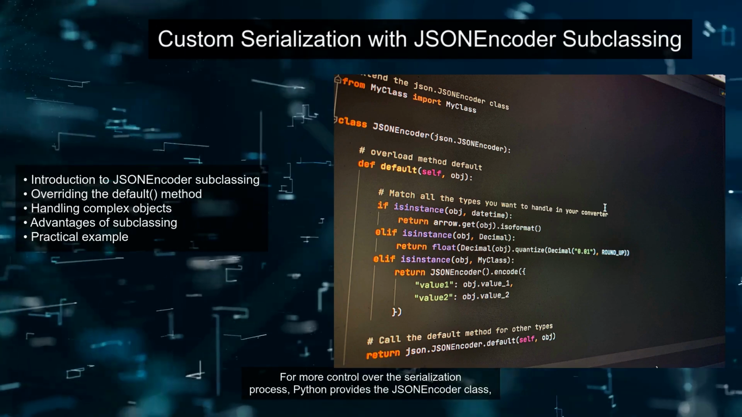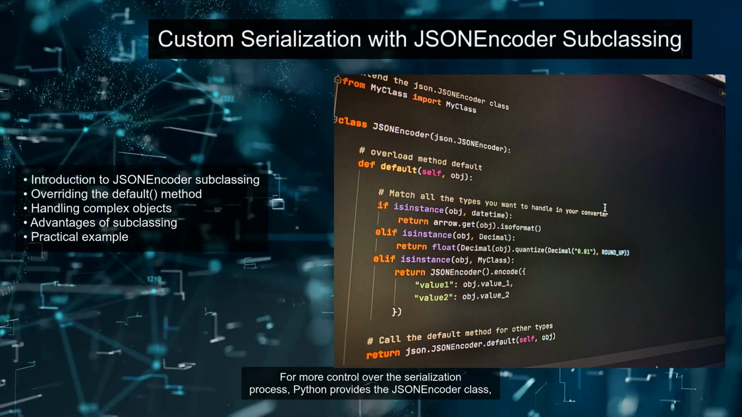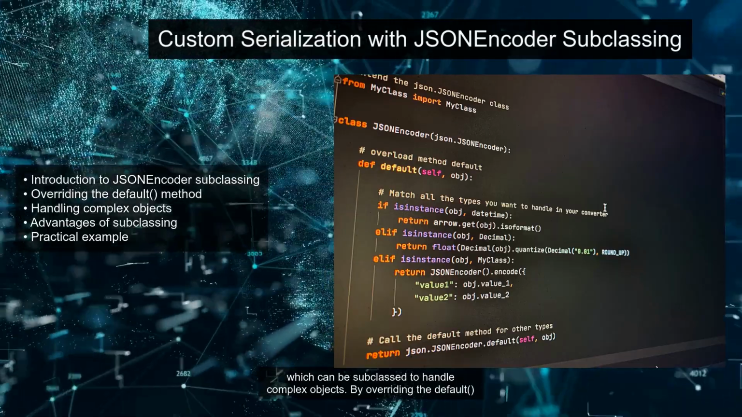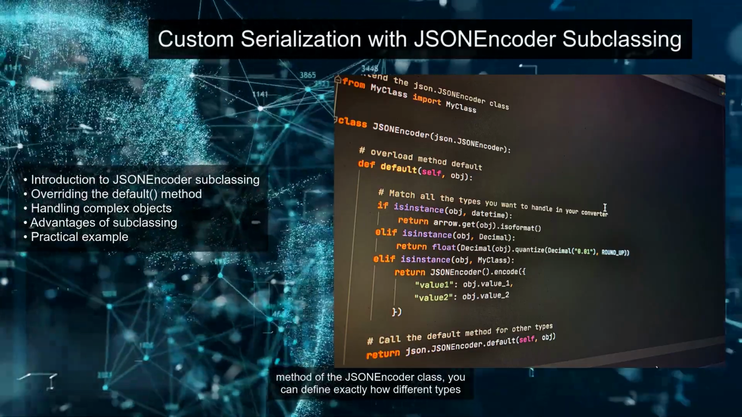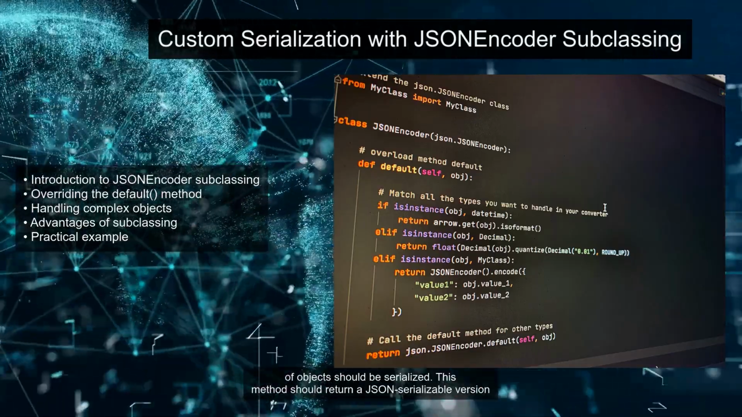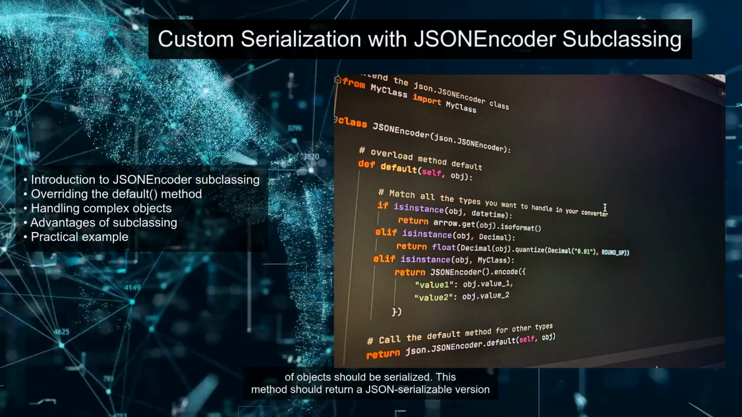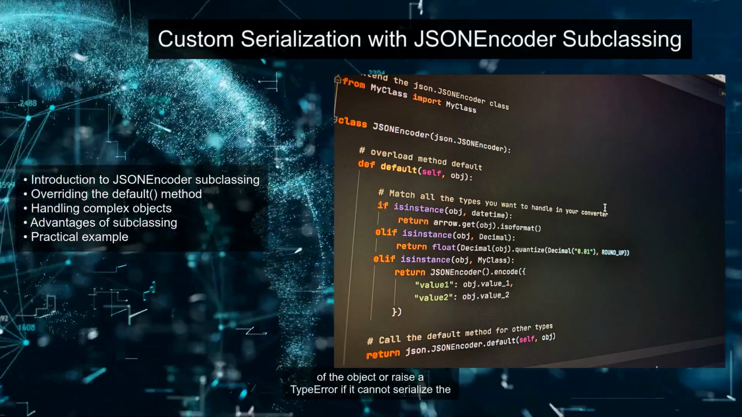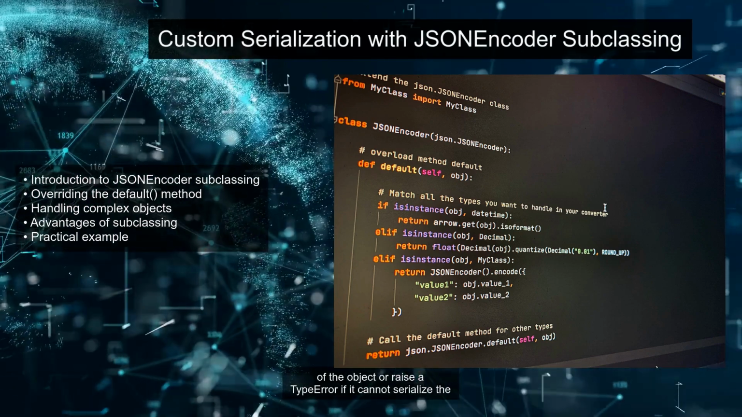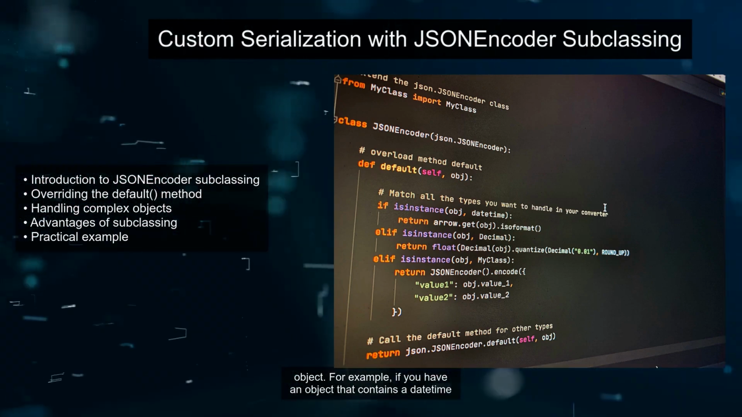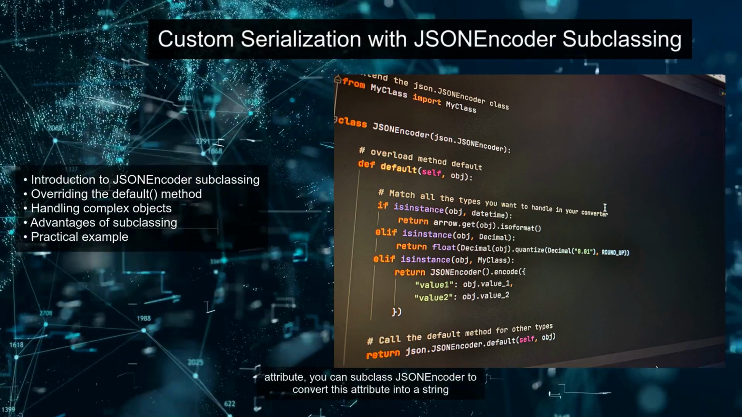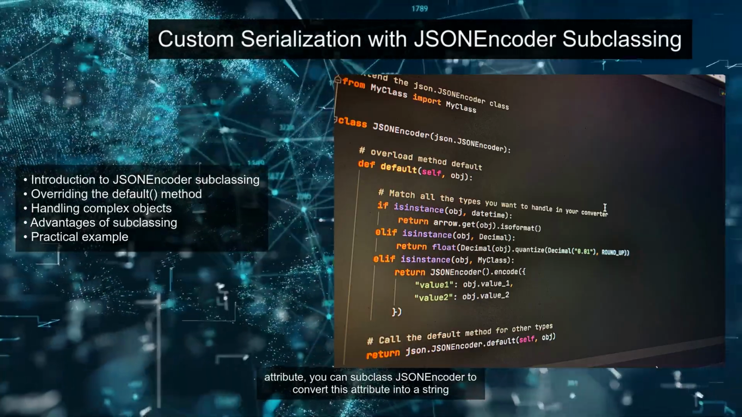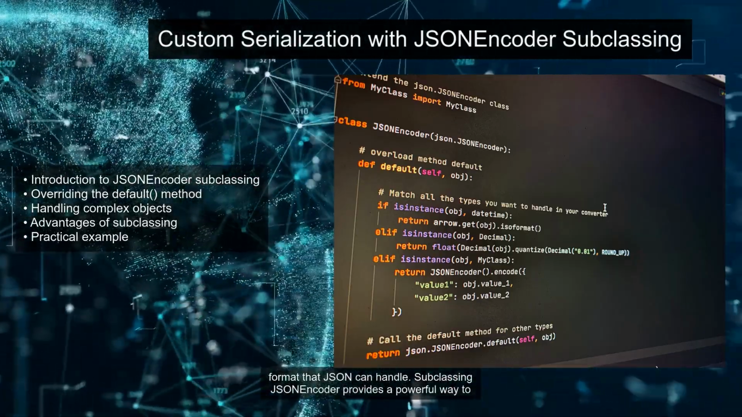For more control over the serialization process, Python provides the JSONEncoder class, which can be subclassed to handle complex objects. By overriding the default method of the JSONEncoder class, you can define exactly how different types of objects should be serialized. This method should return a JSON serializable version of the object or raise a TypeError if it cannot serialize the object. For example, if you have an object that contains a datetime attribute, you can subclass JSONEncoder to convert this attribute into a string format that JSON can handle.